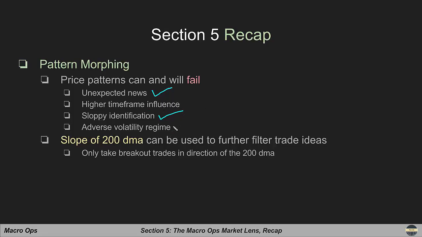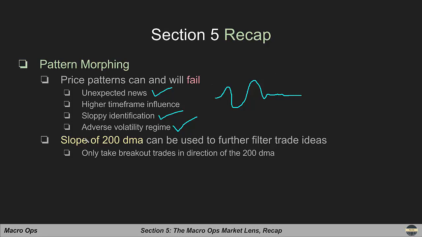And then adverse volatility regimes. So when we have contracting volatility and markets go from pretty lively to very, very quiet across the board, we'll see a decrease in the hit rate of patterns, just because price will peek out of these consolidation patterns, then come back in because we're in a contracting volatility regime. Ideally, we want to see volatility slowly uptrending and expanding, and pattern trading will work better in those conditions.